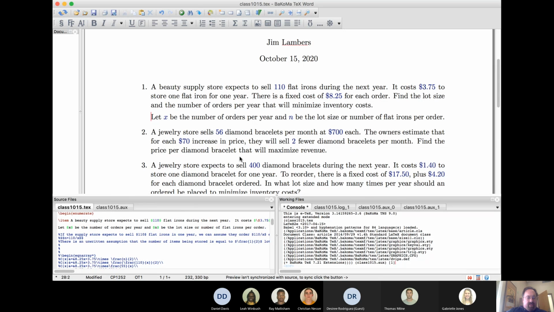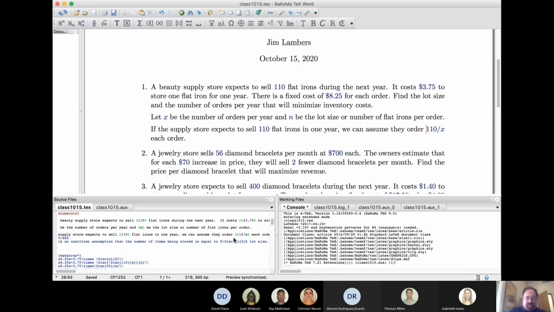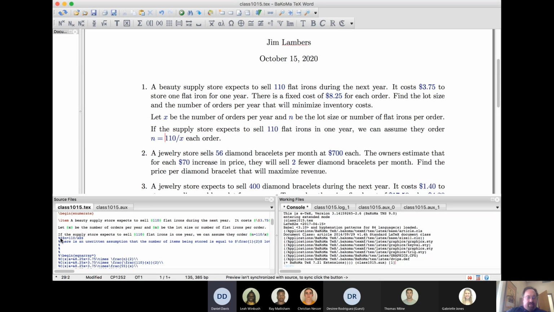All right, so now we're going to use these variables to express the total inventory related cost. And so that's 2 parts: cost of ordering, cost of storage. And I mentioned this already. This is the relationship between x and n. So whatever x is, n will be 110 divided by x. So that'll help us at the very end.